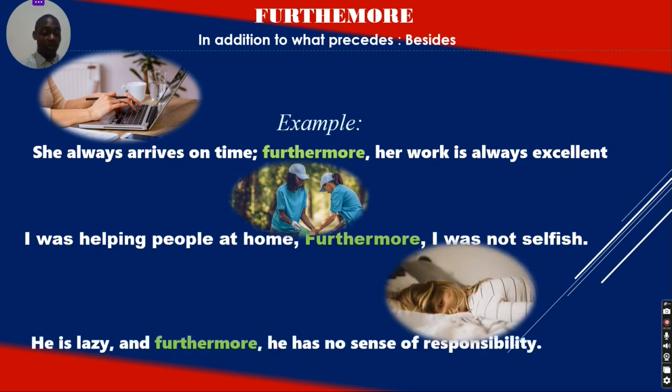Temos aqui embaixo, other example. He is lazy, ok? And furthermore, he has no sense of responsibility, okay? Ok, isso quer dizer que he is lazy. Ele é lazy. What does it mean lazy in Portuguese? Preguiçoso. Ok, he is lazy, ele é preguiçoso. Furthermore, além disso, and furthermore, he has no sense of responsibility. Ele não tem senso de responsabilidade.